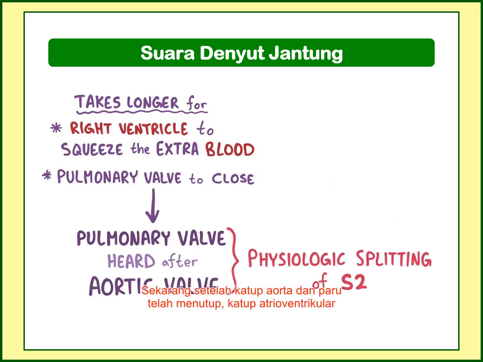Now, after both the aortic and pulmonary valves have shut down, the atrioventricular valves open up again, letting the cycle start all over.